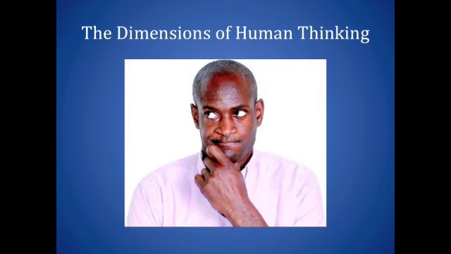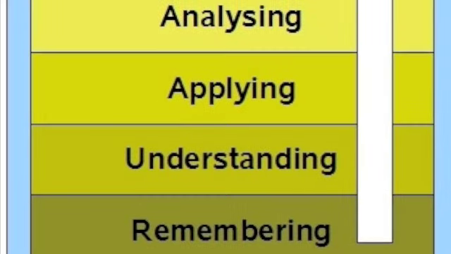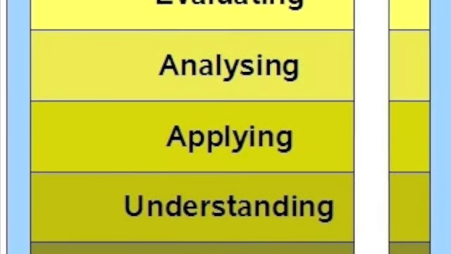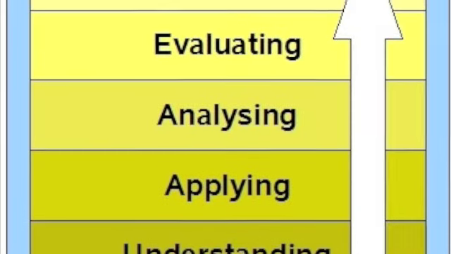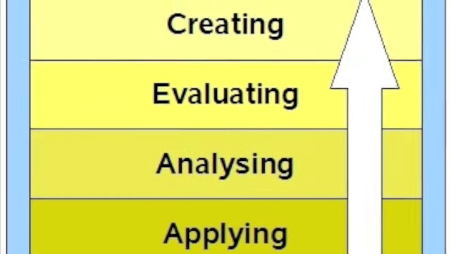The dimensions of human thinking. The revised version of Bloom's taxonomy creates 6 levels of thinking. Remember, being at the bottom, going up to the top with understand, apply, analyze, evaluate, and create.